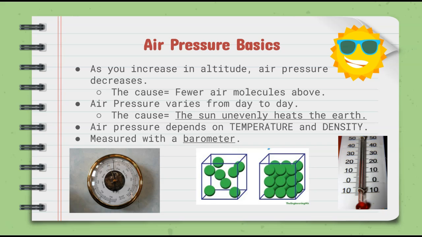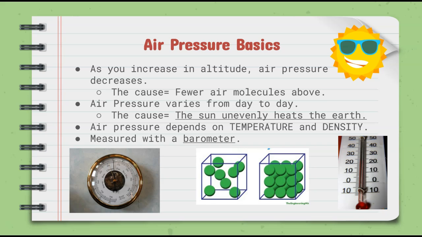So remember, in the atmosphere, as you increase in altitude, the air pressure decreases. The simple reason why is because there are fewer air molecules as you go up in Earth's atmosphere. The second thing is that air pressure does vary from day to day. And the cause of that, why air pressure varies, is because the sun unevenly heats the Earth's surface.